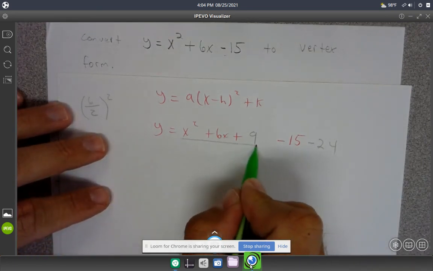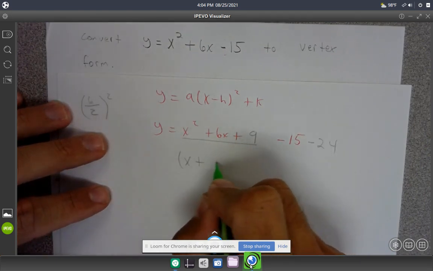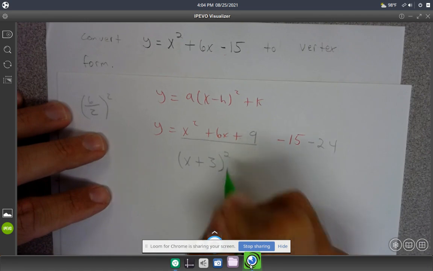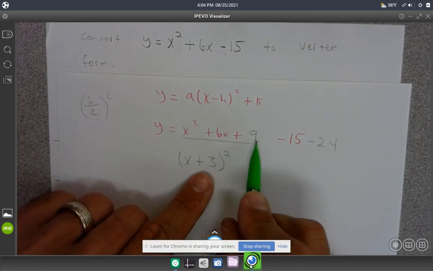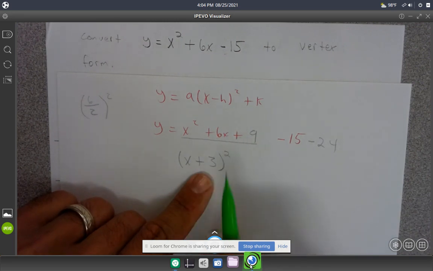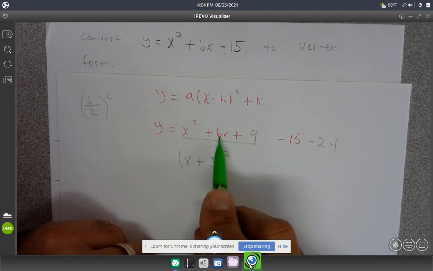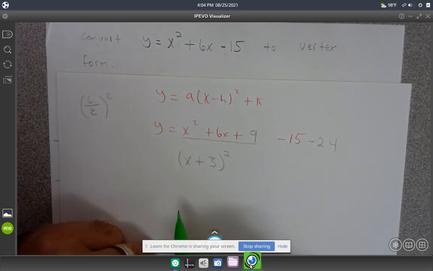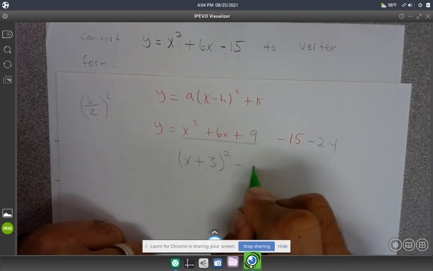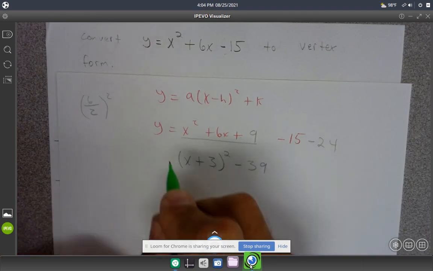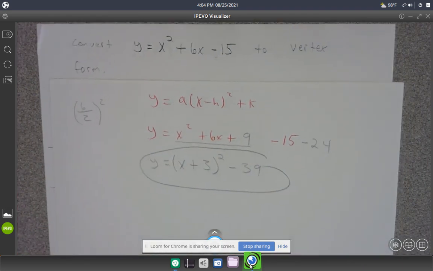This is always going to factor the same way. It's going to be x plus 3 all squared, which is 2 numbers that multiply to 9 and add up to 6. It's also always half of this number here. Half of the 6 is the 3. And then, of course, you want to subtract those. 15 and 24 would make it 39. Cool, that's completing the square.